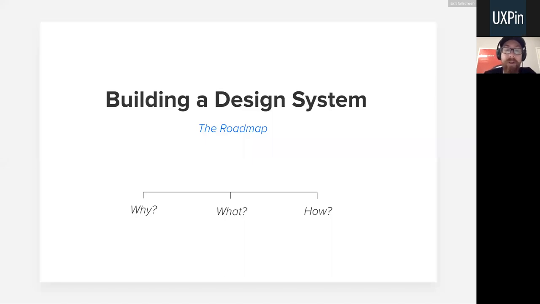So first of all, I'm going to share some research that we've done around why design systems actually matter. Then we're going to discuss what a design system is and how we can use it to overcome some of the biggest challenges that many companies face every day. And then finally, we are going to talk about how to build a design system. So all three combined, this is our roadmap for this talk.